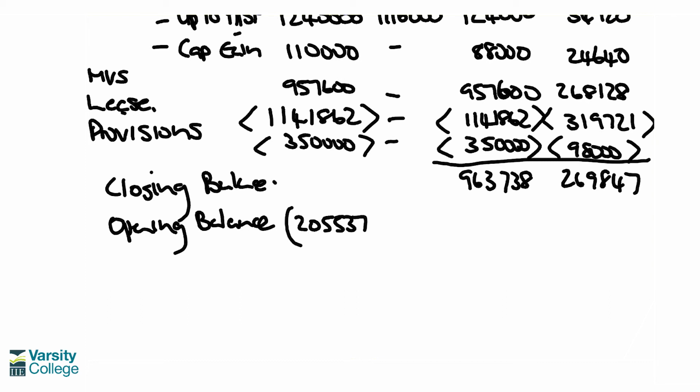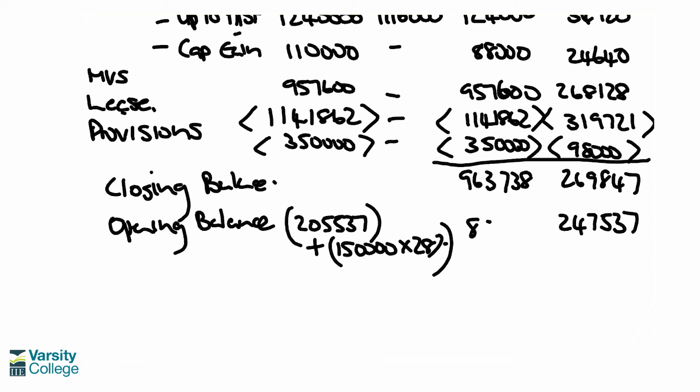What I'm going to do is add back the DTA in respect of the assessed loss. That will give me the opening DT balance excluding the assessed loss. So it comes to 247,537, and to get the temporary difference I then just divide by 28%. So 247,537 divided by 28% equals 884,061. And this is also a deferred tax liability.